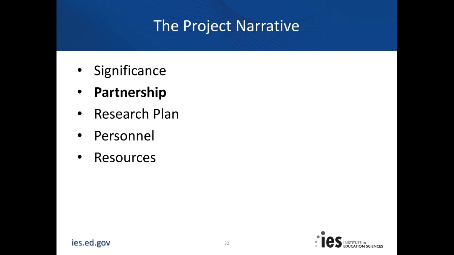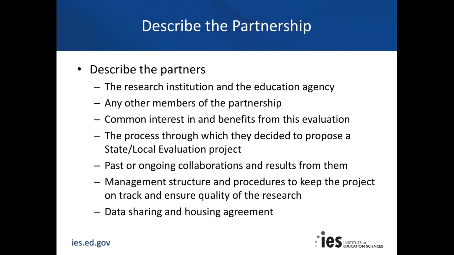So we'll move on now to the partnership section. You want to describe who is in the partnership and why they are being included, and how they came together to propose this project. Both the management structure and data are very important concerns to reviewers. For management, there should be a clear delineation of responsibilities for everyone, how the partners will work together, especially in complicated partnerships, and that the education agency has an ongoing role throughout the evaluation, even if in parts it's just an advisory role. It should not just be consulted at the start and then at the end.